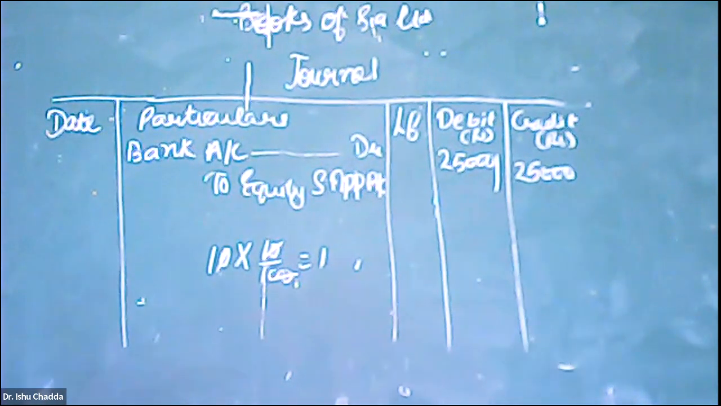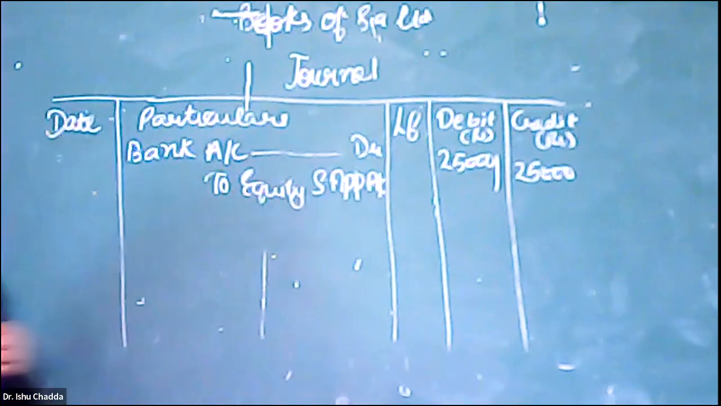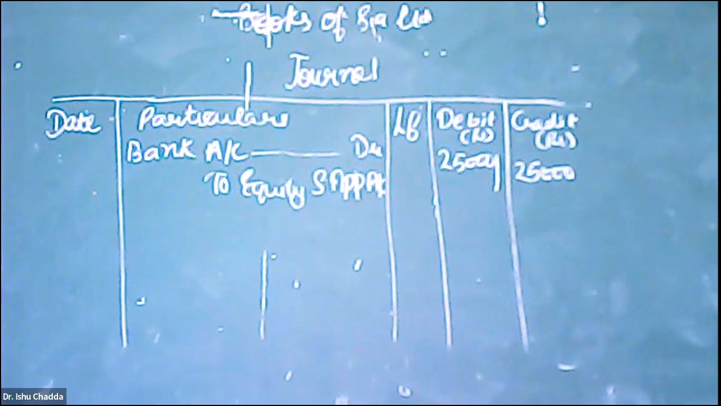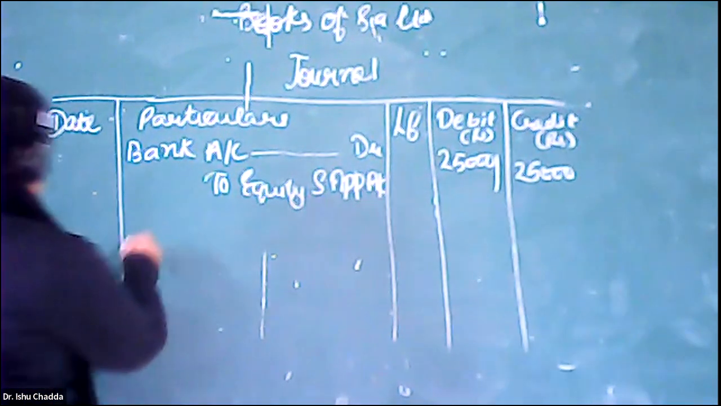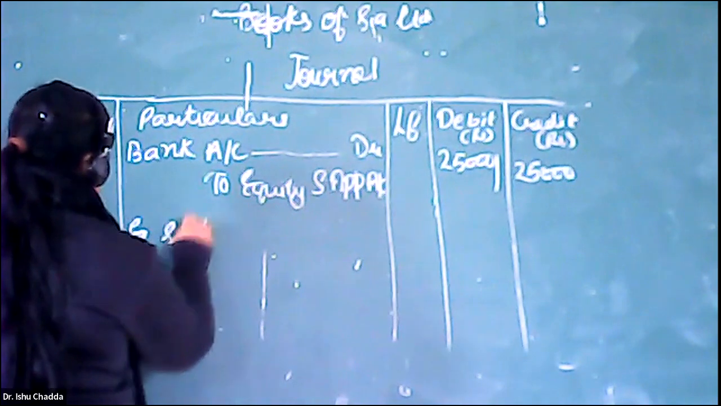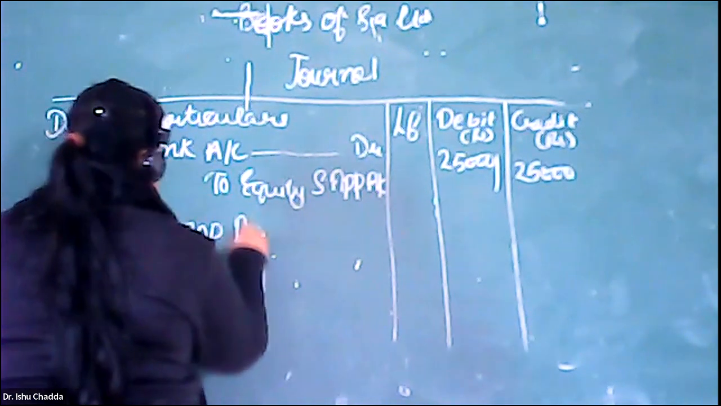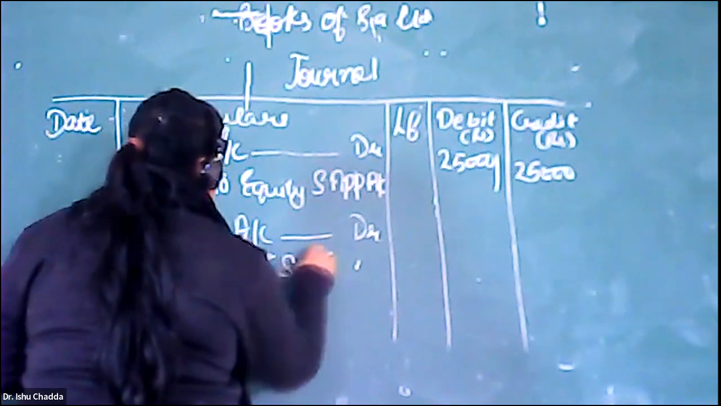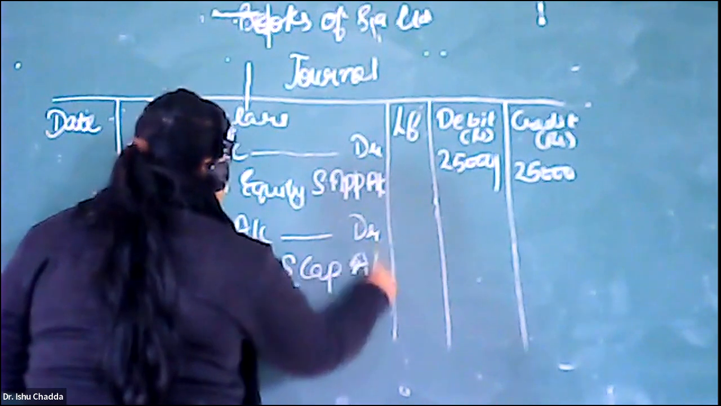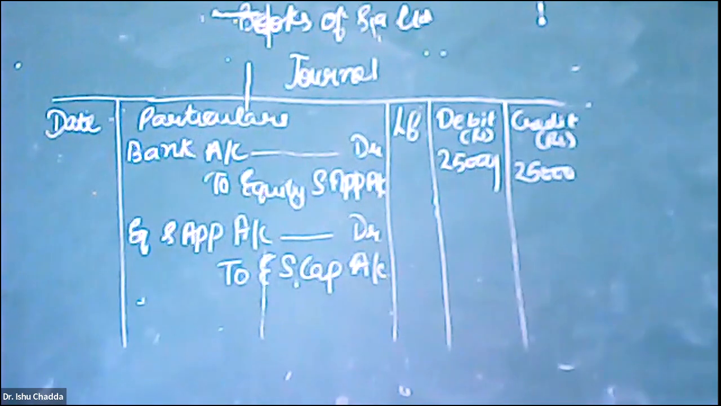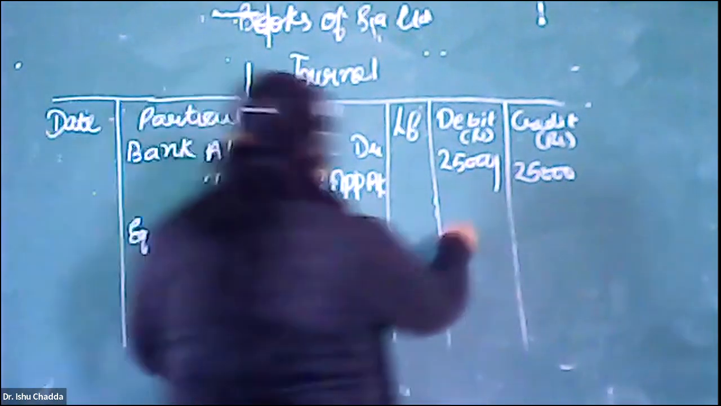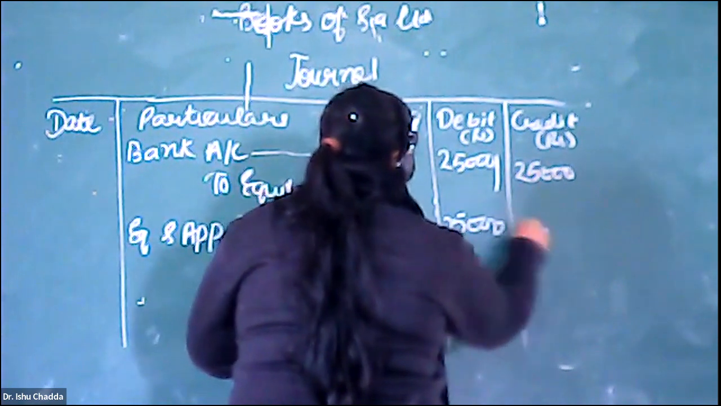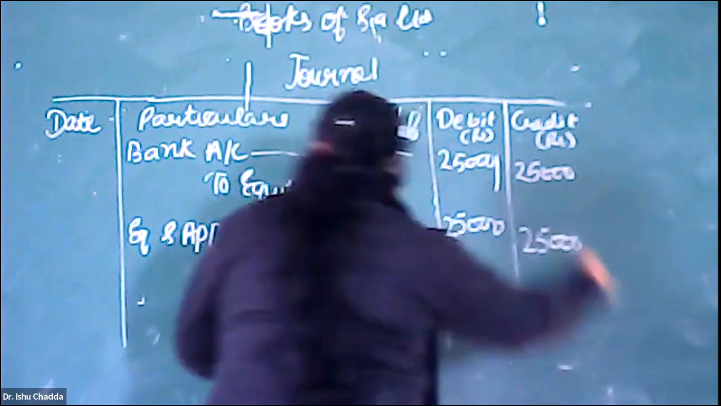Next, they have allotted the shares, and for allotment the entry is equity share application account debit to equity share capital account, being transfer of application money to equity share capital. That will be the same amount, 25,000.